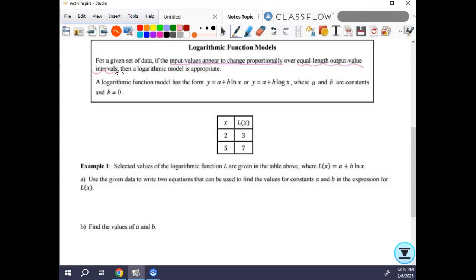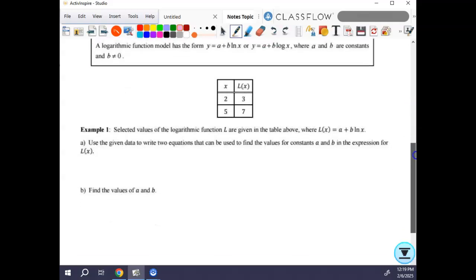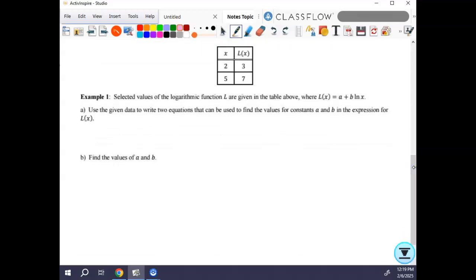The good thing is that you could totally have questions on the exam that ask you, is this logarithmic or is it exponential? But on the FRQ where you have to do this, it will flat out tell you what you're supposed to be using. So in this case, it says selected values of the logarithmic function are given, and it also tells you what your equation should look like.